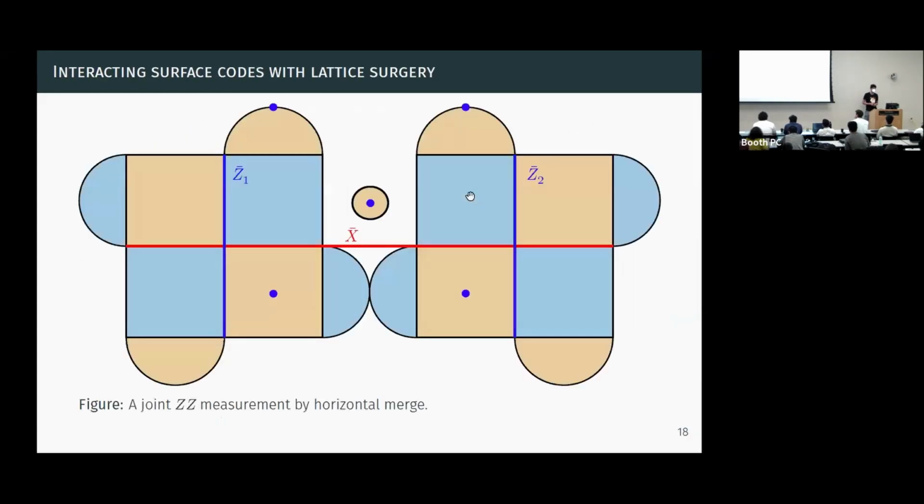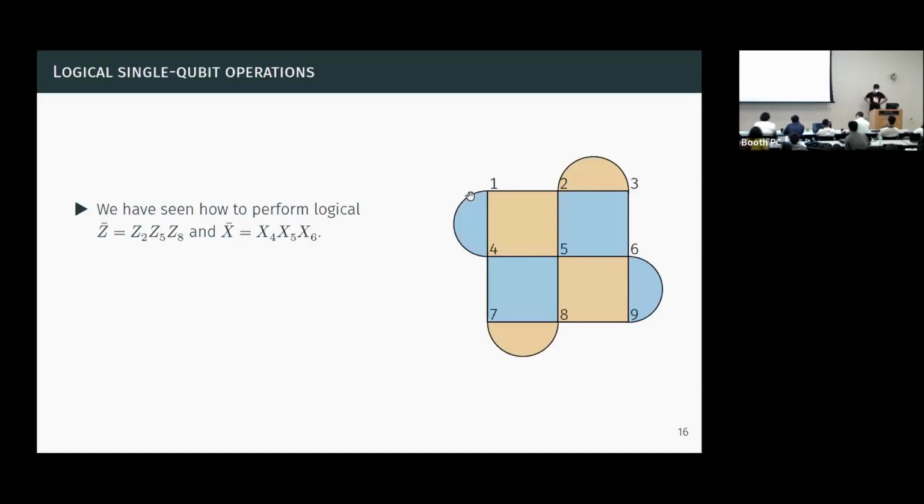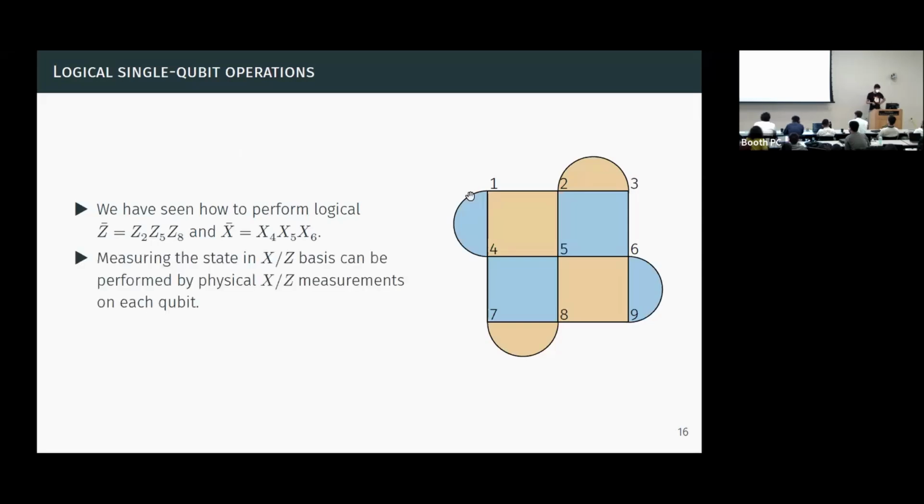I want to connect it with something you are maybe familiar with. And so maybe a good topic is, how do we actually compute something with these surface codes? So we've seen how to do Z and X, but that's not that interesting, right? And we can measure in the Z and X basis by just performing physical X and Z measurements on each physical qubit. Then we can compute the Z string or the X string from those measurements.